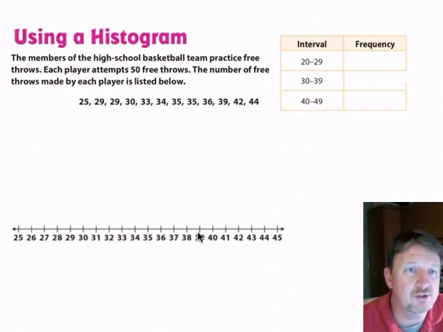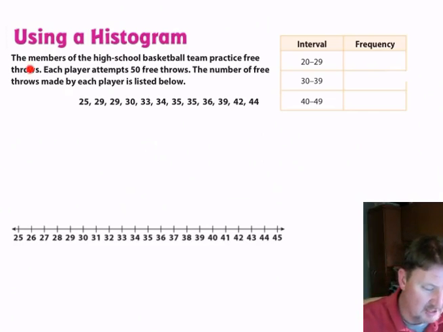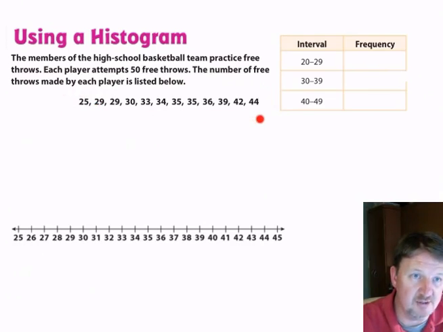We're going to use what we know to build our own histogram. In this particular case, I have the members of a high school basketball team practicing free throws. Each player attempts 50 free throws, and the number of free throws made by each player is listed below. So here's my list of made free throws by each of the players.